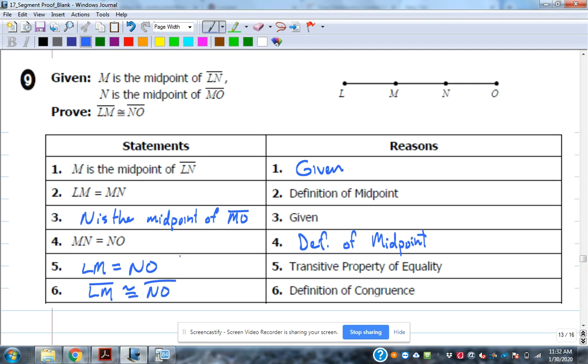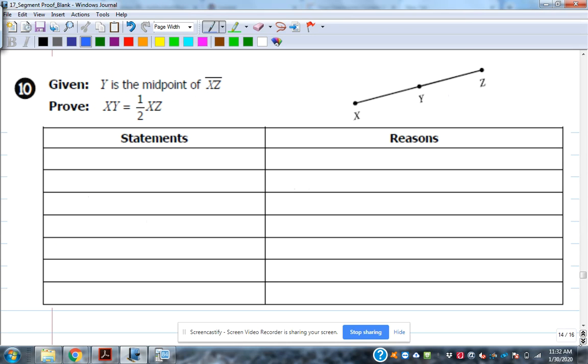All right, next page. Take everything away from you. And let's Y is the midpoint of XZ with the hat on top. Okay, so number 1, Y is the midpoint of segment XZ. Given. If they give us something about midpoint, what should our next line be? Definition of midpoint. What does the definition of midpoint say about that segment? XY is equal to YZ.